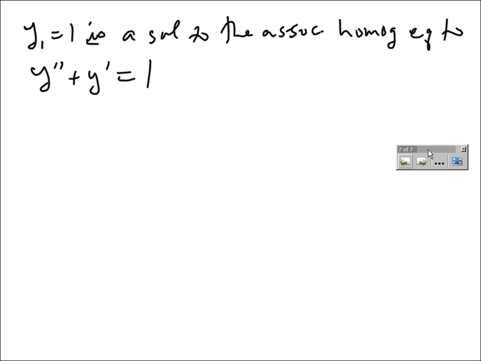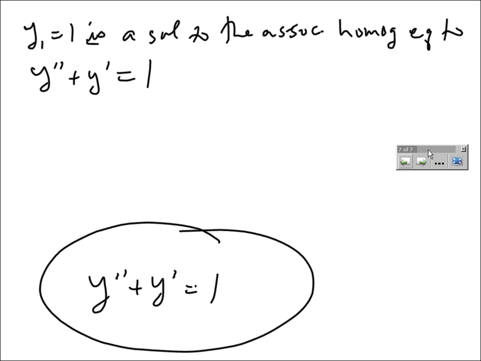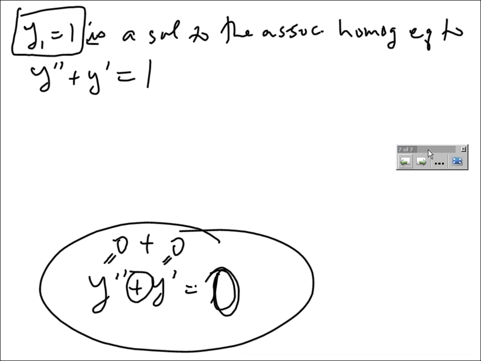Okay. Now this equation, y double prime plus y prime equals 1, is not homogeneous. The homogeneous equation associated with that equation would be y double prime plus y prime equals 0. And this is a solution to that. If y1 is a constant, then y prime will be 0 and y double prime will be 0. And yes, 0 plus 0, it really does equal 0. So it certainly is a solution.